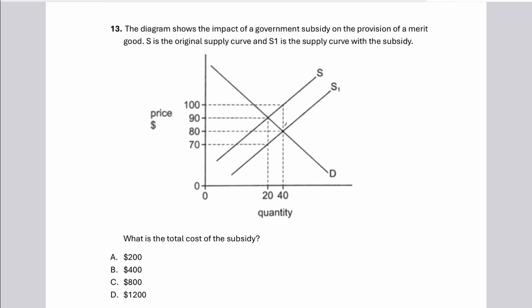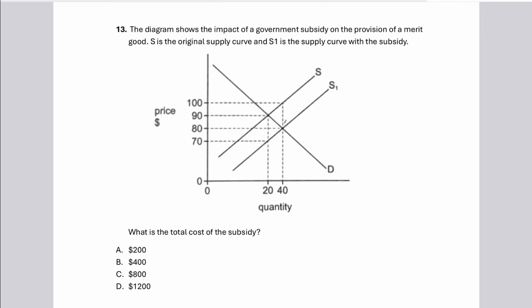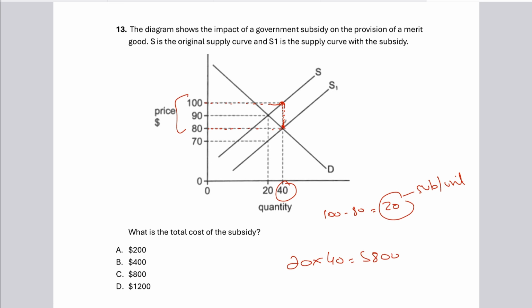Very easy question. The vertical distance between these two supply curves would represent the subsidy per unit, at the new equilibrium of 40 units. This is the equilibrium price, and this vertical distance is 100 minus 80, which is 20. So the subsidy per unit is 20, times the number of units being traded, 40, that would give $800, so the correct answer has to be C for Charlie.